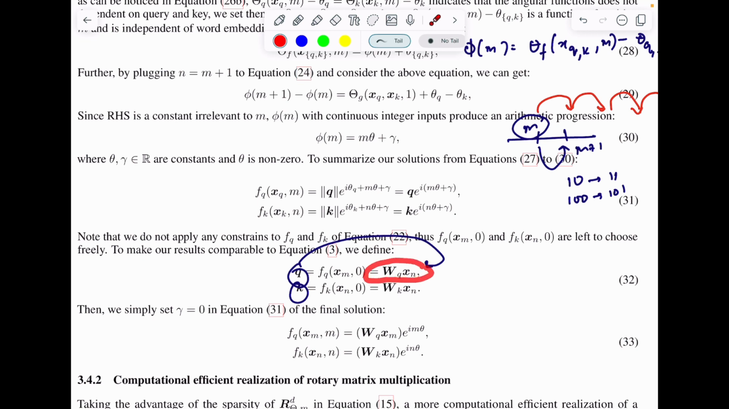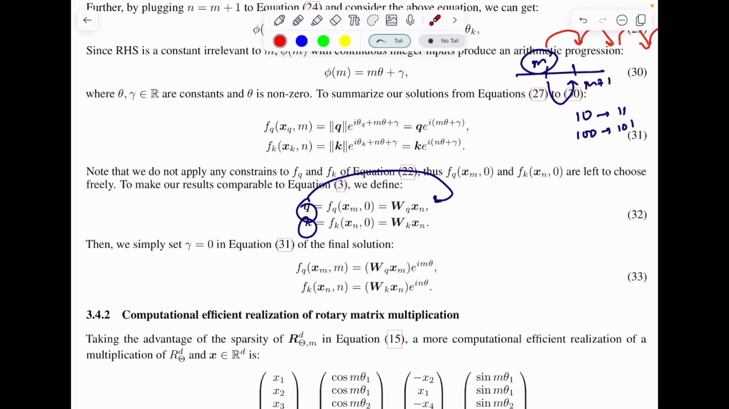This should be xm and this should be xn. This is correct. This is probably wrong, but maybe leave a comment if I am thinking incorrectly. Then we simply said gamma is equal to 0, and this is the equation that we get.